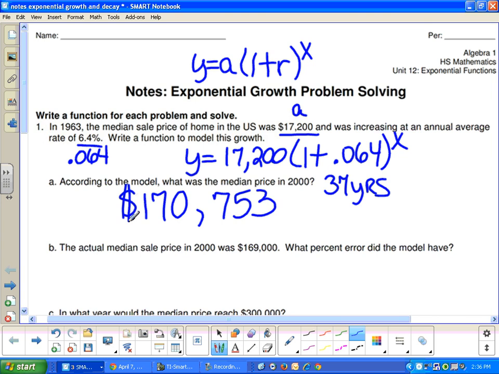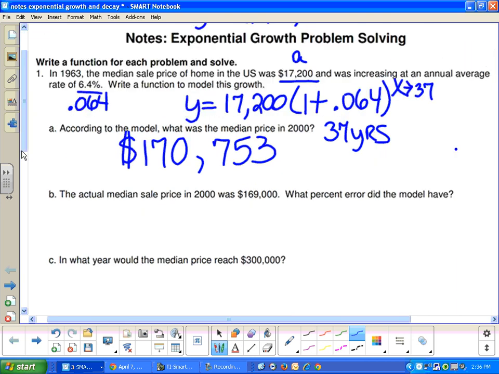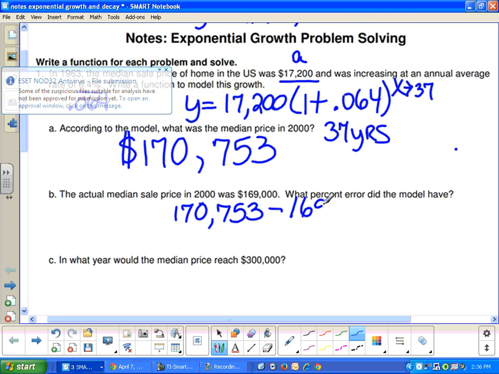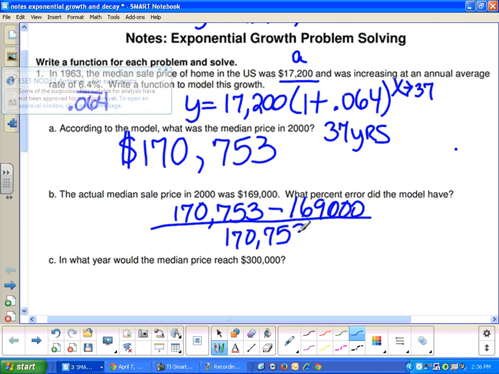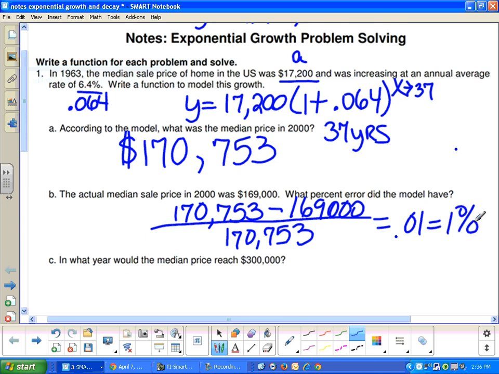If you don't have a graphing calculator, you can always take a regular calculator, and then you can do that to the 37. Okay, the actual median price was 169,000. What percent of error do we have? When we do percentage of error, we take the amount that we've got, 170,753, take away the actual value, and divide it by the original. This comes out to be 0.01, which is 1%. You have 1% error.